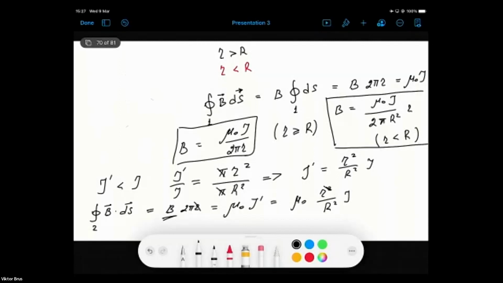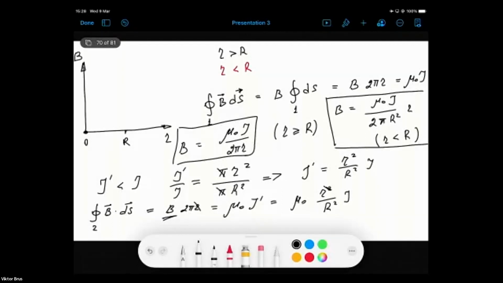So let's consider we want to plot magnetic field B versus R. And so here will be the center of the wire, 0. Here will be capital R, the radius of the cross section of the wire.